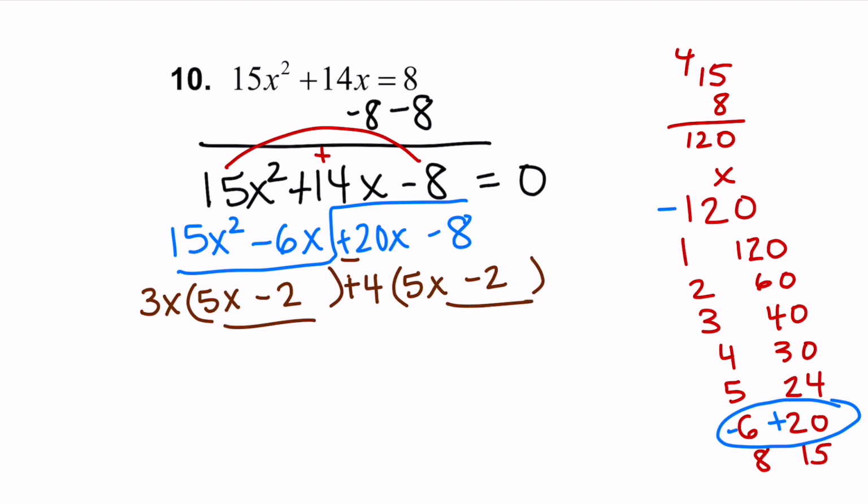Now we have these two are the same. Our first parenthesis is going to be 3x plus 4. Our second one is going to be 5x minus 2.